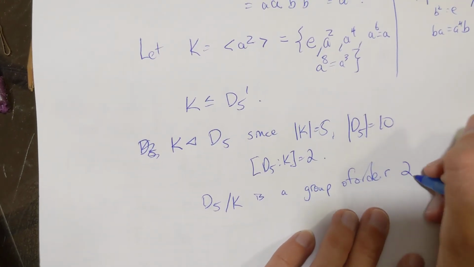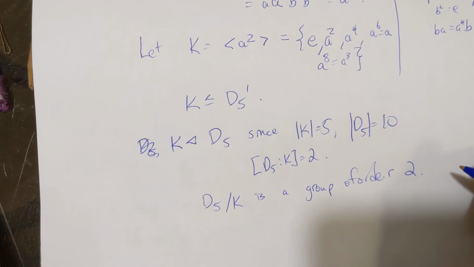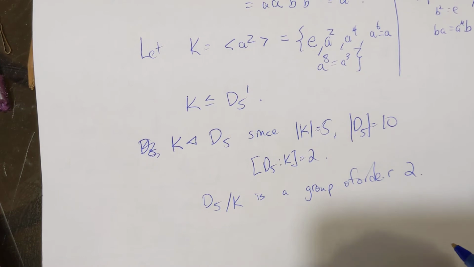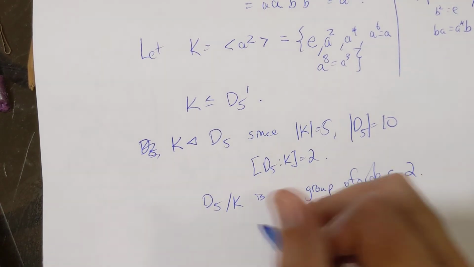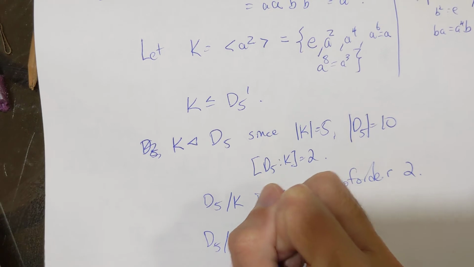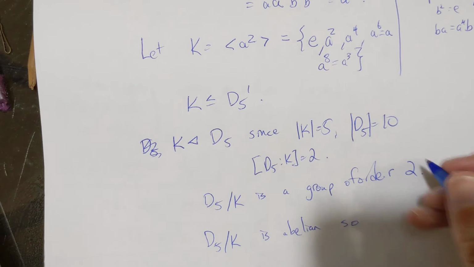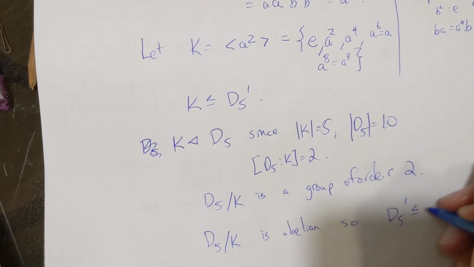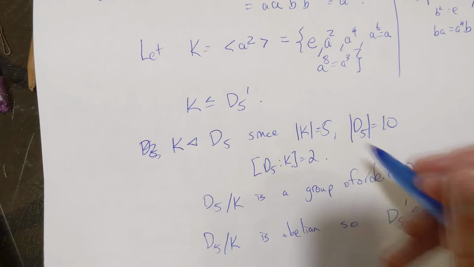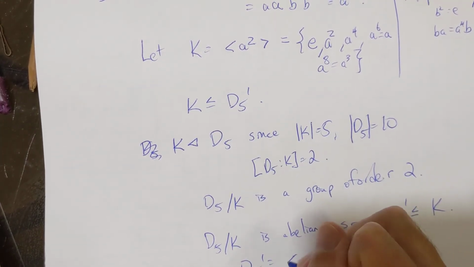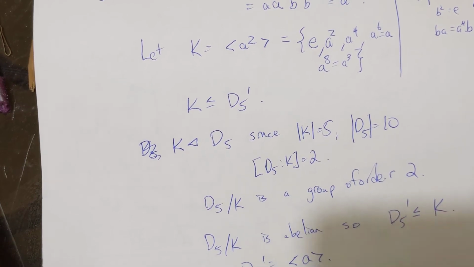You have a group of order 2. Groups of order 2 are automatically abelian, so automatically D5 mod K is abelian. So D5 prime is contained in K, and so D5 prime equals the subgroup generated by A squared, also known as the subgroup generated by A.